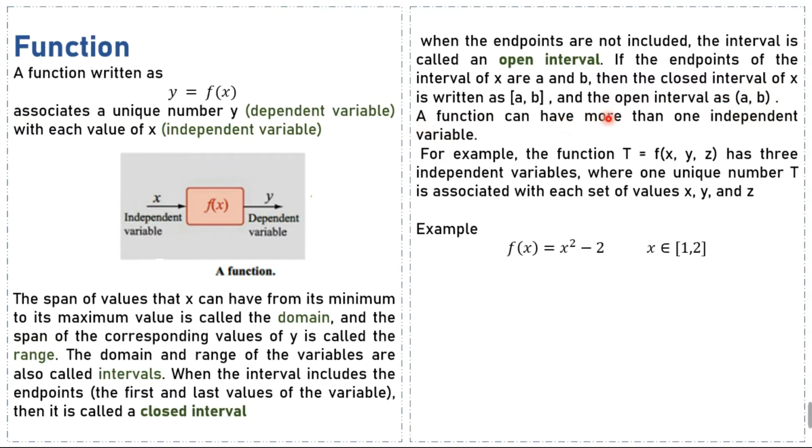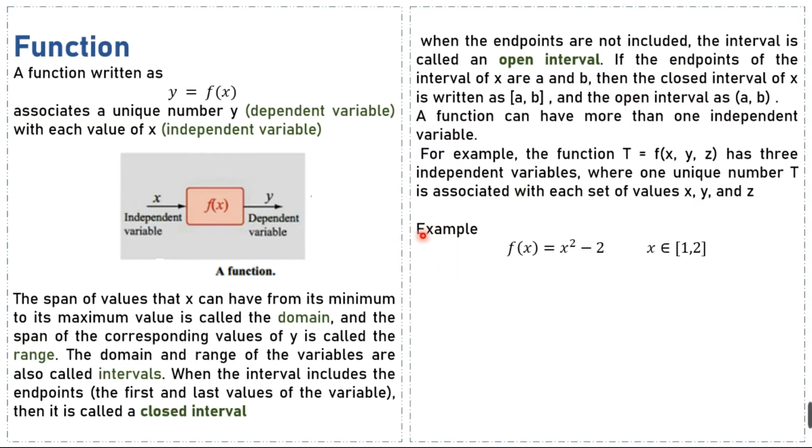A function can have more than one independent variable. For example, the function t is equal to f of x, y, and z has three independent variables, where one unique number t is associated with each set of values of x, y, and z.